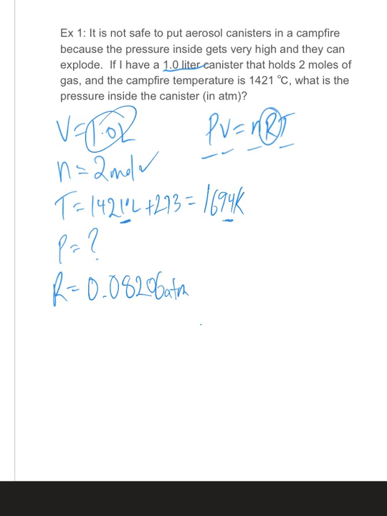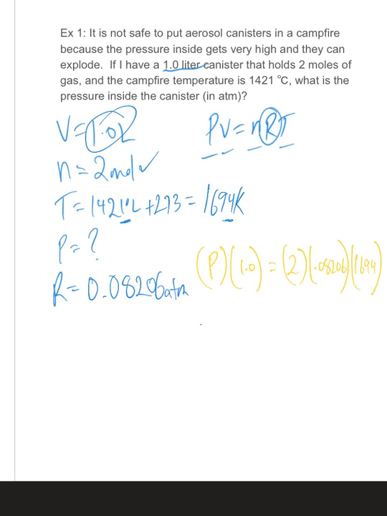So we have P, which is what we're solving for, times V, which is 1.0, equals N, which is 2, R, 0.08206, that's our gas constant, times T, which is 1,694.